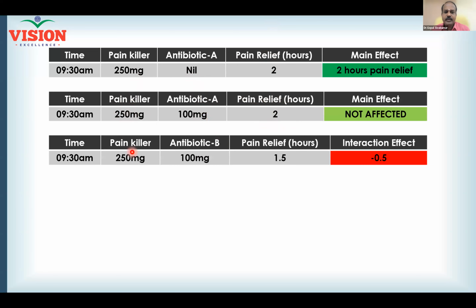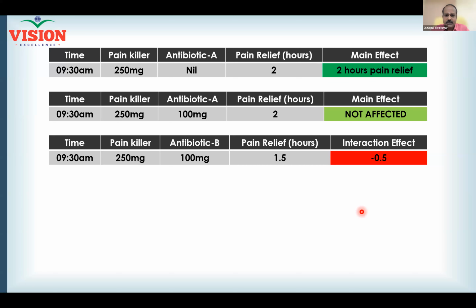But third scenario, painkiller and antibiotic B. Now, what happens to the result? The pain relief is reduced to 1.5 hours. Now, this is a kind of negative effect, isn't it? We expected a 2 hours relief, but we actually got only 1.5 hours. Now, what happened to that 0.5 hours? How did it vanish? It's a negative interaction. The antibiotic B actually suppressed the functioning of the painkiller. Maybe some reaction, we don't know. So this is an interaction, negative interaction.